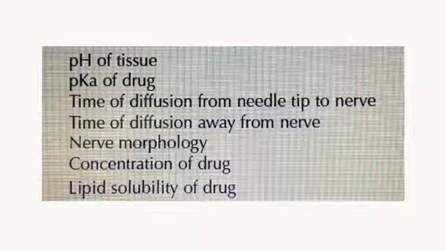There are 7 factors affecting onset and duration of actions of local anesthetics, and these are: number 1, potential of hydrogen in tissue; number 2, protein binding of drug; number 3, time of diffusion from needle tip to nerve; number 4, time of diffusion away from nerve; number 5, nerve morphology; number 6, concentration of drug; and number 7, lipid solubility of drug.